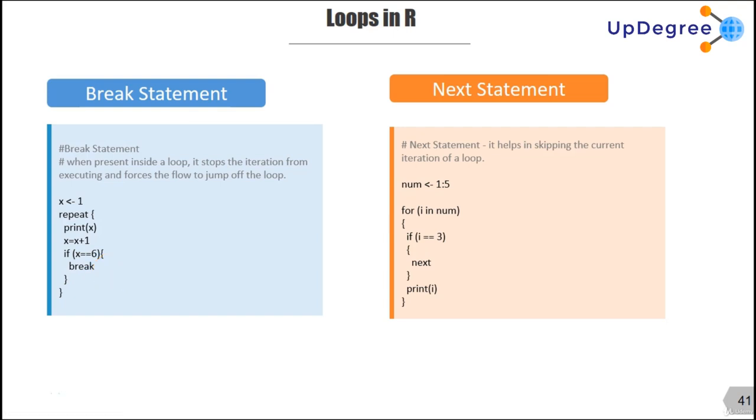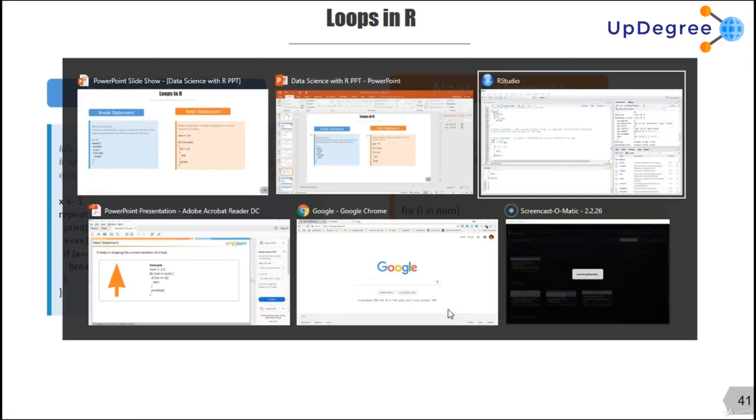Now the next statement helps to skip the current iteration of a loop. So suppose in a for loop, ideally it should go from 1. Suppose i equal to 1 and in num we have 5. So we are checking from 1 to 5 and we are printing the value of i. But now you want that whenever it reaches i equal to 3, you skip that iteration. So it would print all of them, but it won't print when i is equal to 3. It would print 1, 2, then skip 3, then 4, 5. So let's quickly see the demo in R.